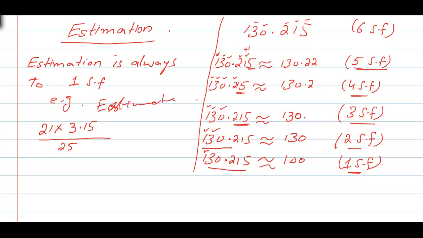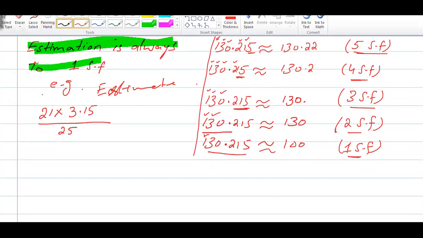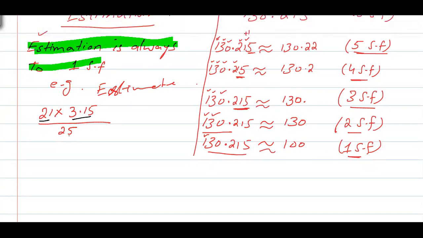Okay, how will we estimate? As I write, this point is very important. Everyone make sure it should be in your mind always: estimation is always to one significant figure. How will we do the estimation? Look, in this question we are having this one, this one, and this one. These are the three different numbers that we have. So what we need to do is round them to one significant figure. I will round this to one significant figure, this to one significant figure, and this to one significant figure.